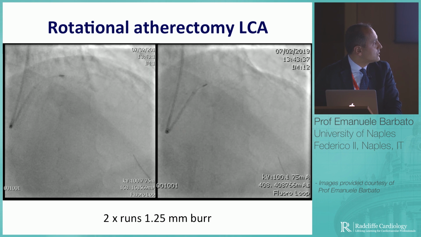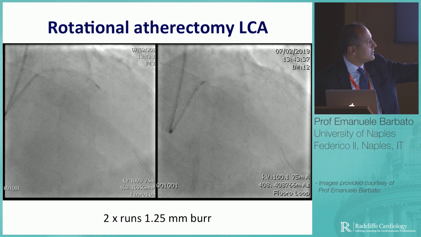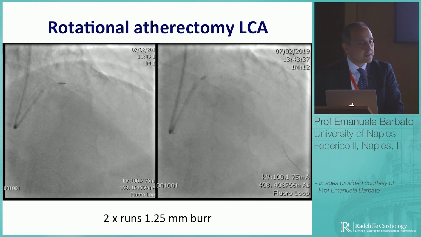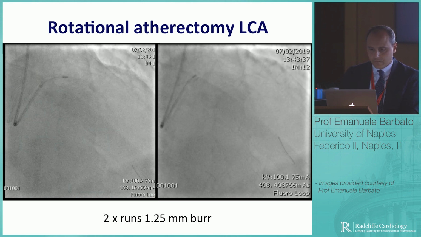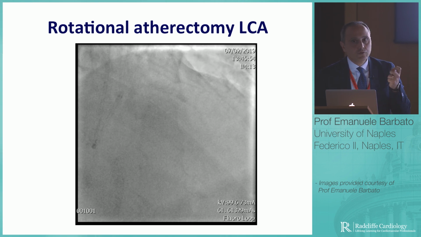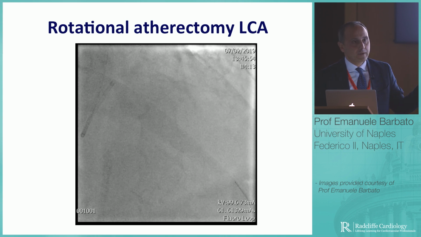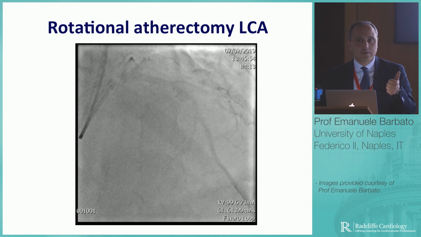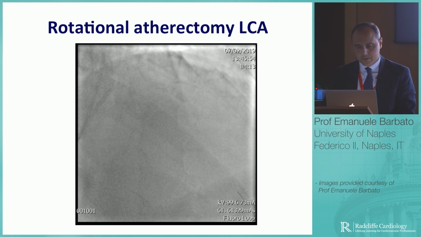So I think those of you performing rotablator are familiar with this kind of motion of the bar. These were 2 runs with the 1.25 millimeter bar. First run on the left, second run on the right. I guess nothing special. This is just a control shot. I just do some contrast washout. It's not even filming, it's storing the image. But this reassures me that first, I did not cause any damage to the vessel, and second, that there is still some preserved antegrade flow.